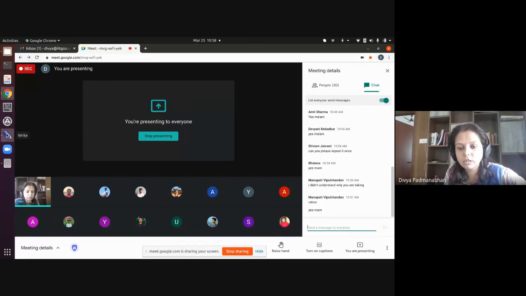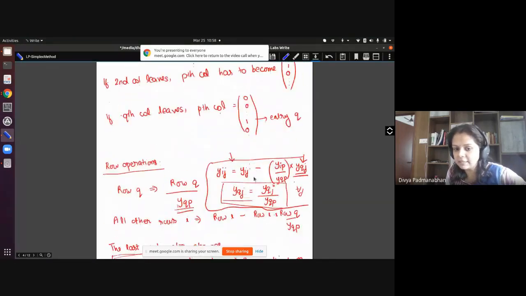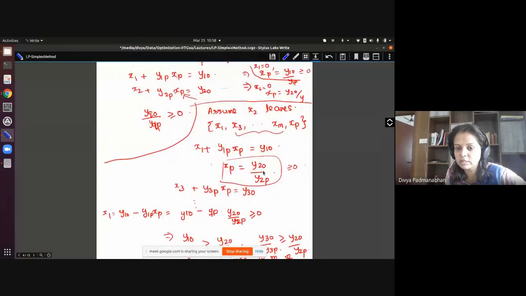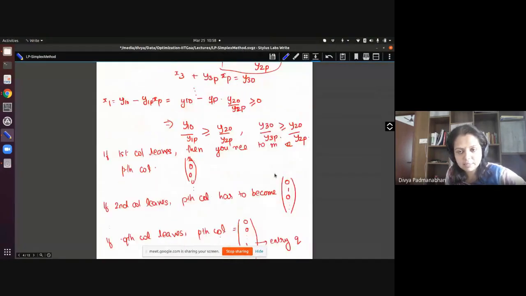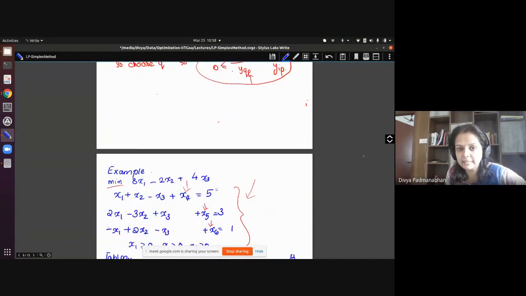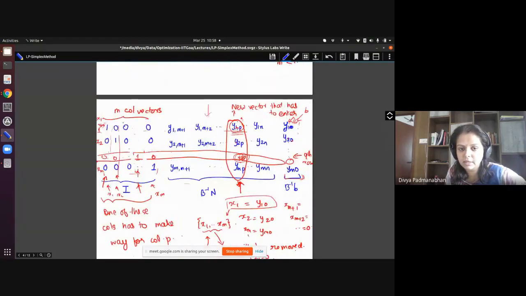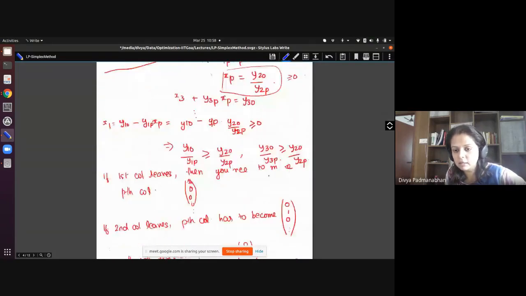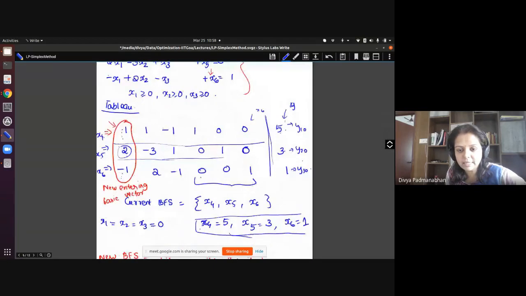Yes, okay. So now I'm just applying this here. These y20, y2p, or y10, y1p, it's exactly the same thing. I'm just writing it with respect to the tableau. In this case, these are the basic variables, so this was the identity that you saw here. Here it's written in the beginning, and in this case it's written towards the end.